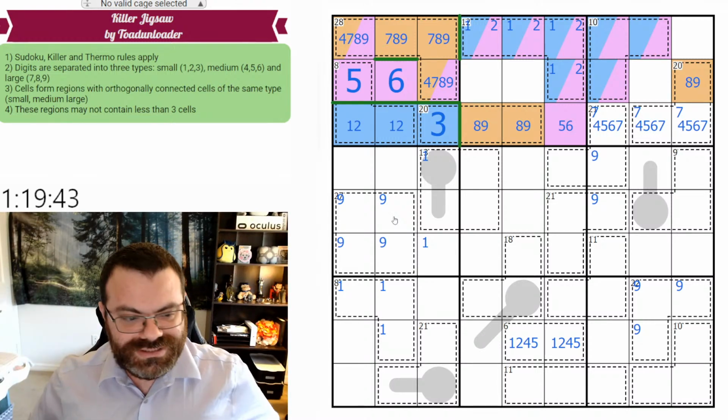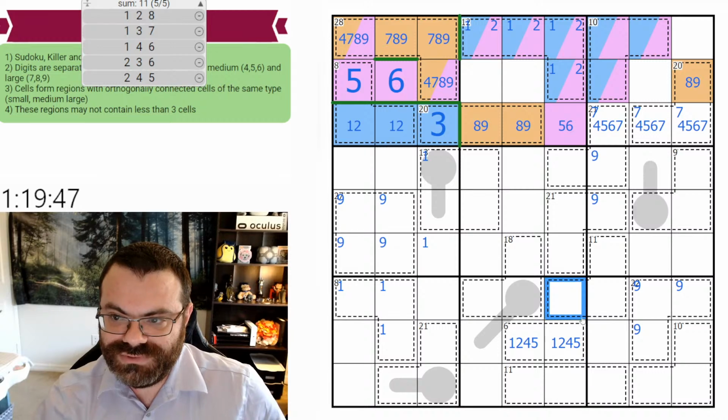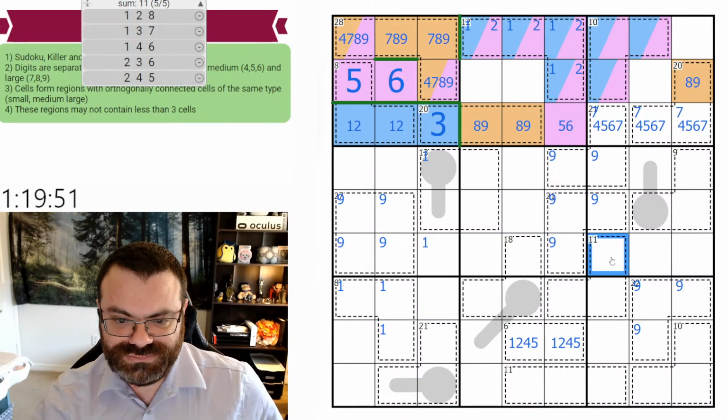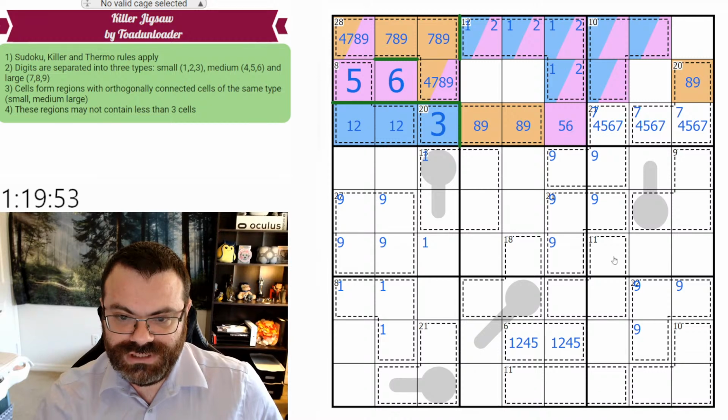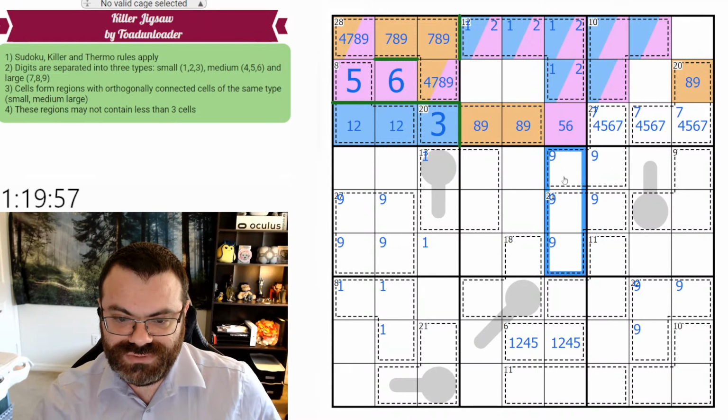I can pencil mark 9s in column 6. How do I do that? Oh, I guess the 11 cages can't have 9s in them. So there's a 9 in one of these 3. So both of these 21 cages have a 9. One of them's here and one of them's here.